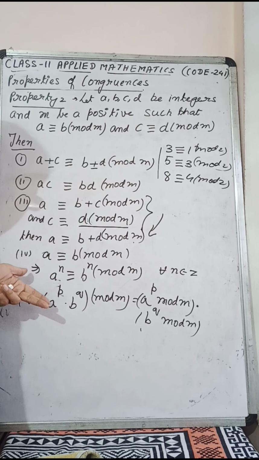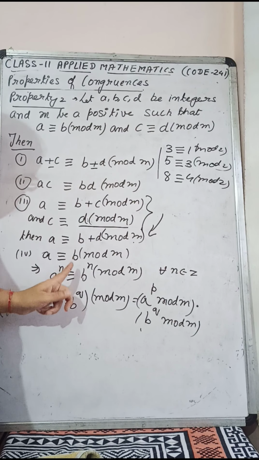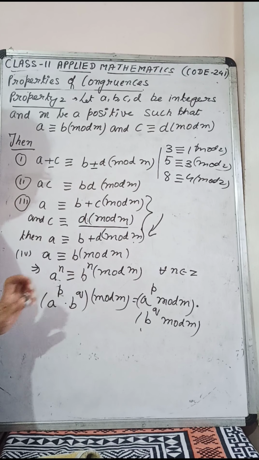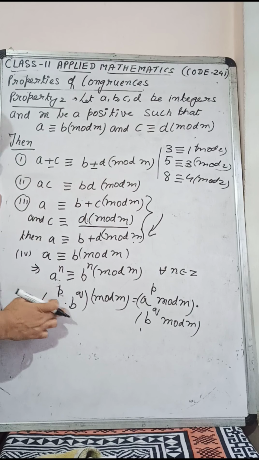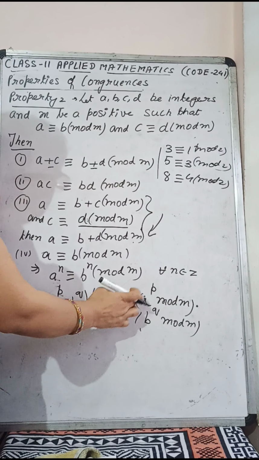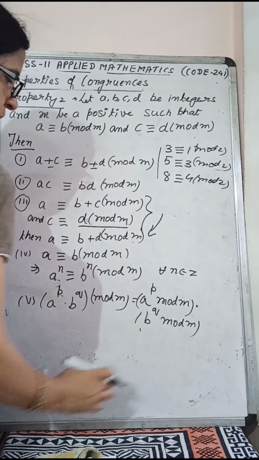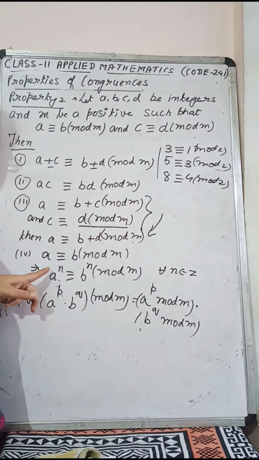So for the powers, if you increase the power of both A and B, then if A is congruent to B modulo M, then A power n will also be congruent to B power n modulo M. Now this last property, A power P into B power Q modulo M, we can write as A power P modulo M dot B power Q modulo M. Just the distributive property with multiplication.